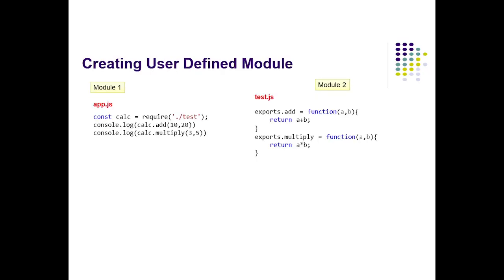For creating a user-defined module, as you can see in module one, the app.js is there with the const keyword, and as you can see in module two, the test.js is there with the functions returning.